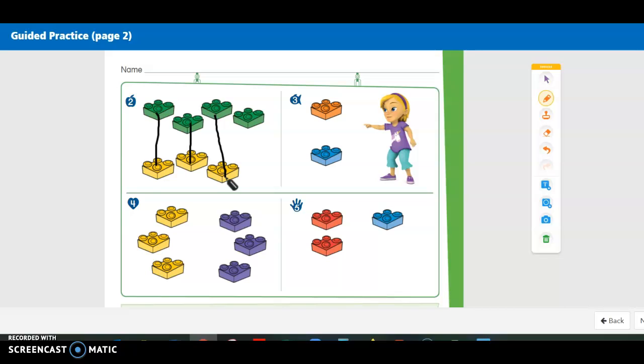No. How do we know? There's an extra one here that doesn't have a match. So we do not have equal amounts. We have more green Legos. So I'm going to put a big X because this is not equal amounts.